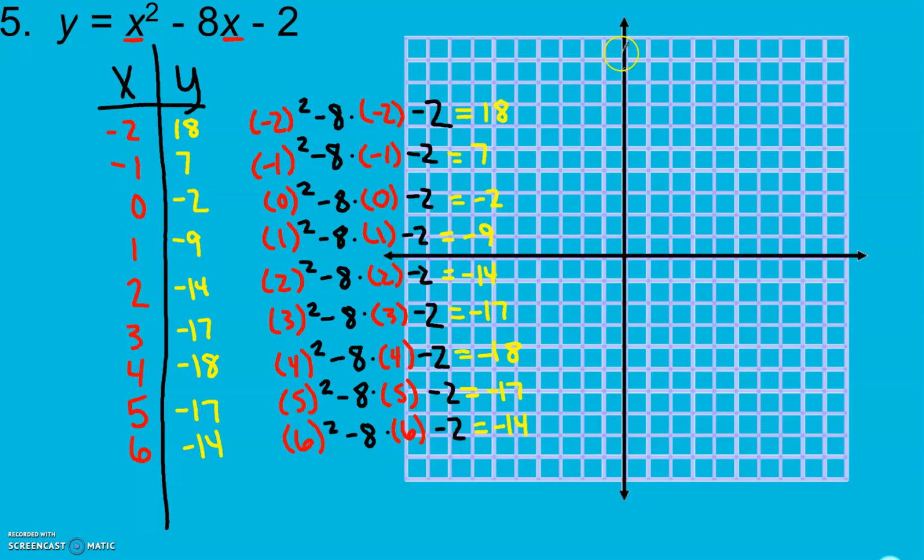I'm going to go by 2's again here. And now we can graph our points. So at -2, I'm at 18. -1, I'm at 7. 0, I'm at -2. 1, I'm at -9. 2, I'm at -14. 3, I'm at -17. 4, I'm at -18. 5, I'm at -17 again. And 6, I'm at -14.